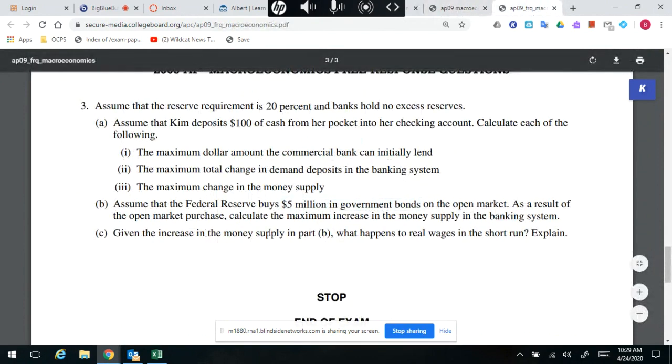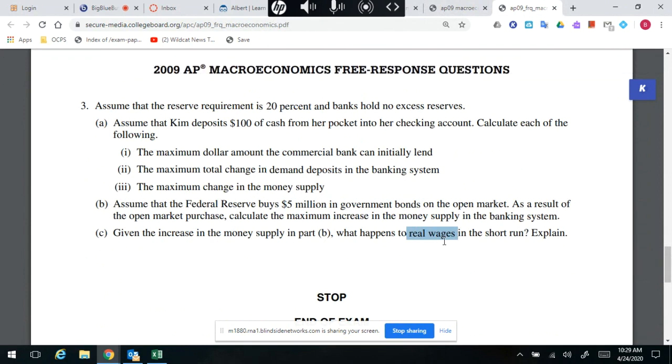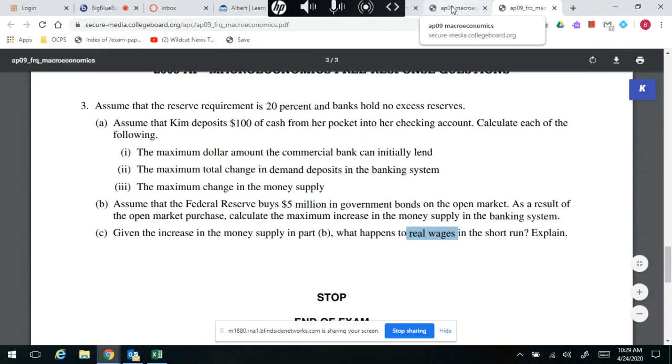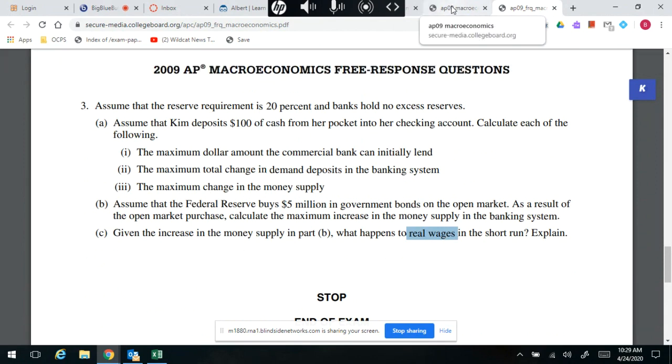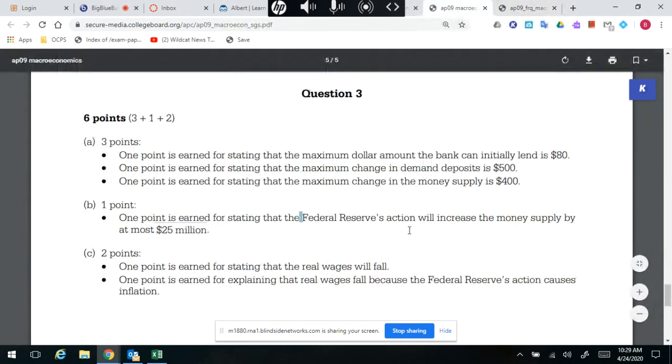Given the increase in the money supply in Part B, what happens to real wages in the short run? So real, if we remember, is nominal minus your inflation. So in the short run, nominal wages aren't really changing. In the long run, they will. So assuming that nominal wages remain constant and prices go up, or if there's more inflation because there's so much money out there, your real wages will decline.